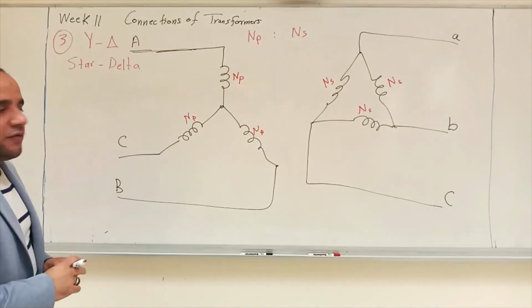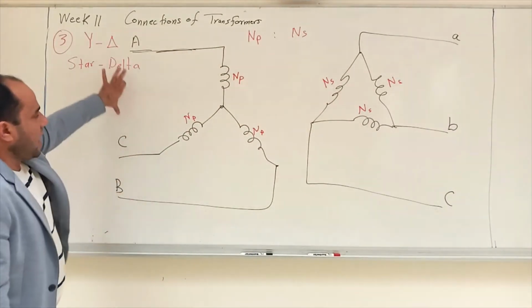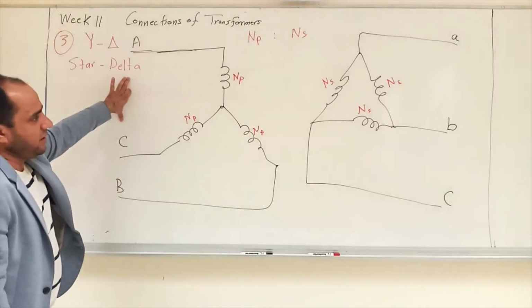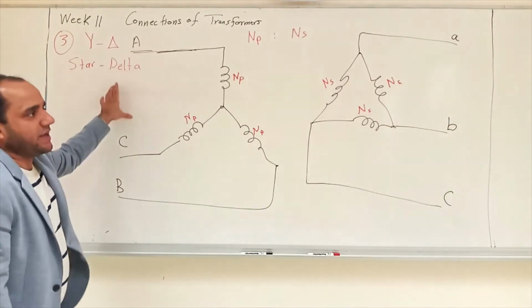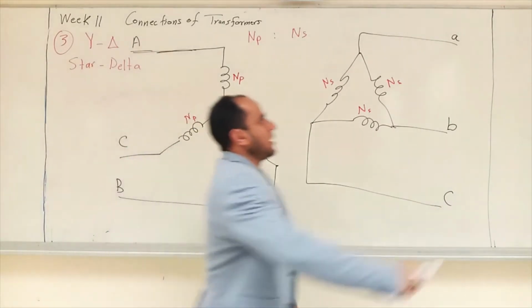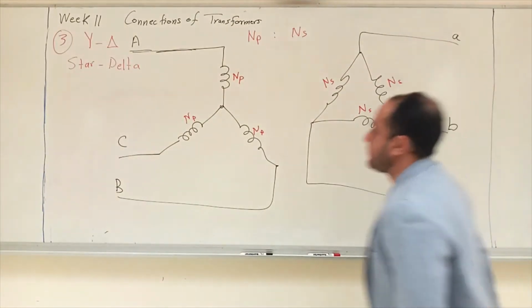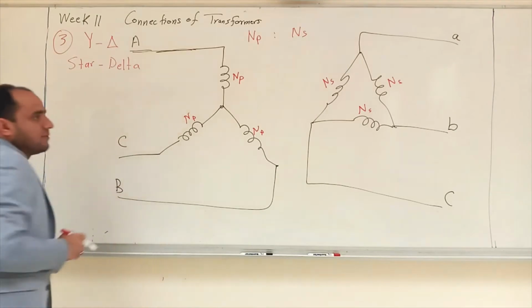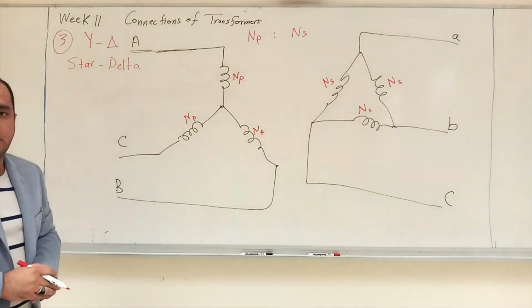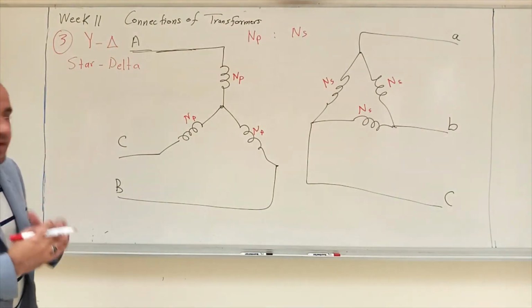Typically what we're looking for is the relation between the line-to-line voltage of the primary, which is the input side or incoming side, and the line-to-line voltage in the secondary. What will be the relation between them? And again, we're going to be focusing on the RMS values of the voltages.